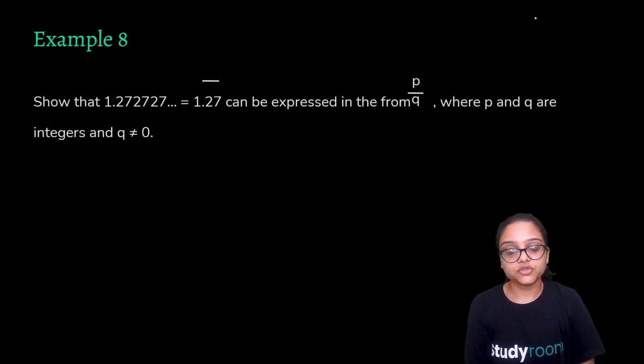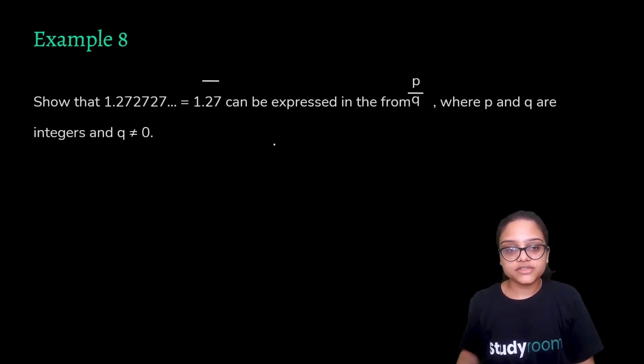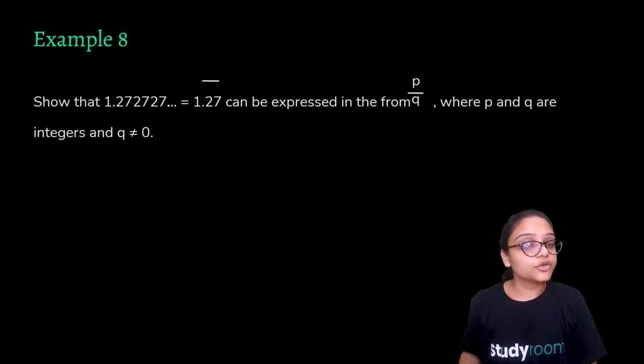Moving on now: 1.2727 can be expressed in the form of P by Q where P and Q are integers. We need to show this for 1.27 bar. Try it for yourself for a minute. Just pause me and try it out. If you could arrive at a solution, it means you are listening to me carefully. Okay, go ahead. I hope you have not found the solution. If you have found it, well and good. I'll show you a simple trick. If you haven't, don't worry.